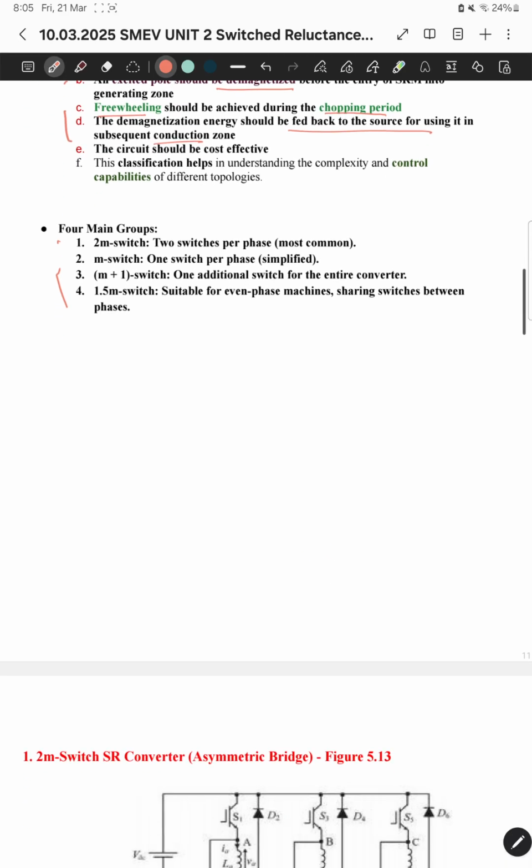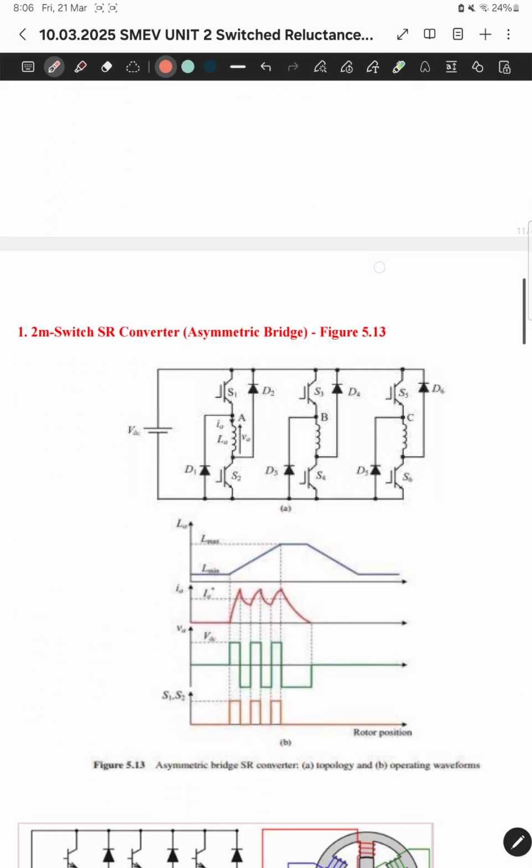There are four types that we discuss here. That is 2M switch, two switches per phase; M switch, one switch per phase; M plus 1 switch, one additional switch for the entire converter, where for each phase we use one switch and in addition one more switch; and 1.5 M switch, which is suitable for even number of phases. Let's get into this.